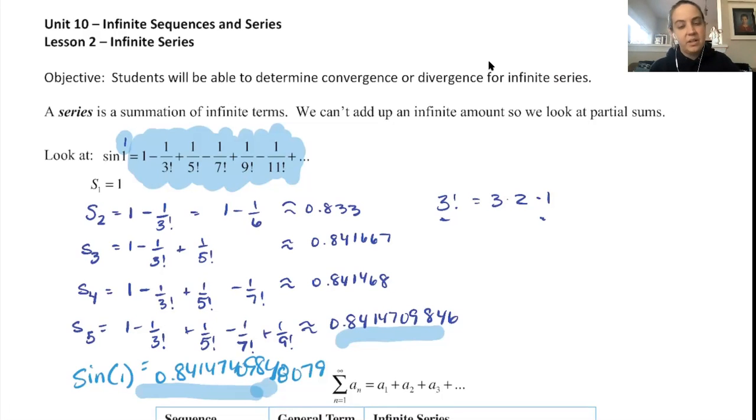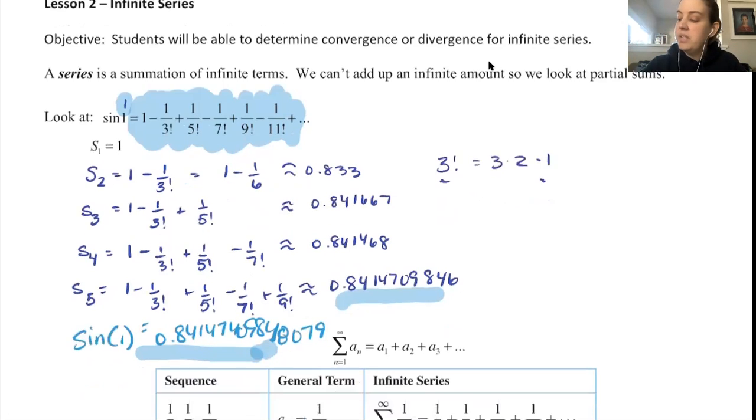Remember that infinity we talked about in Unit 1? We're coming full circle for infinity. So you can't add up the infinite amount. So we're going to look at some partial sums. And that's what that little subscript is. It tells you how many sums you have.